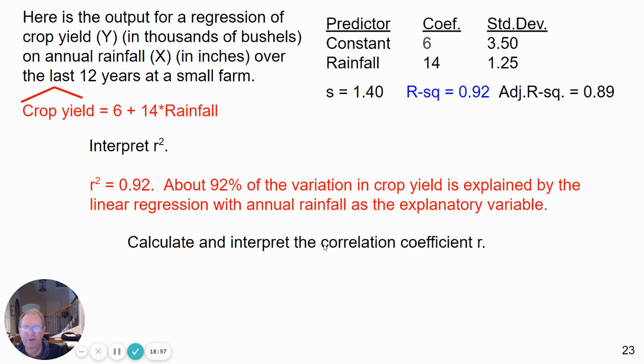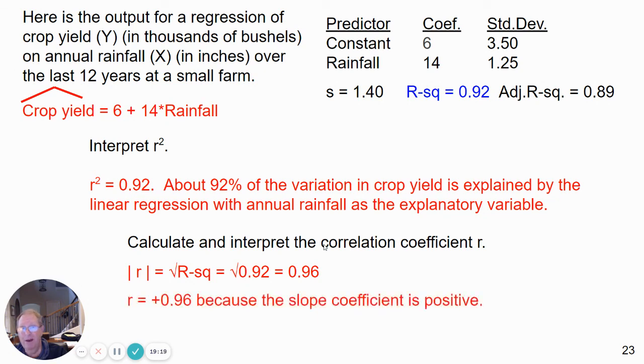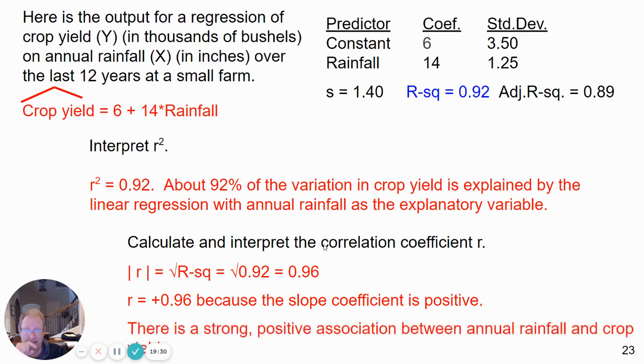Then we can ask you to calculate and interpret the correlation coefficient, r. So we know that there's a relationship, the correlation coefficient. The absolute value of the correlation coefficient is equal to the square root of r squared. So I take the square root of 0.92 and I get 0.96, but I still have to figure out whether it's going to be positive 0.96 or negative 0.96. I look at the sign of my slope coefficient. It's positive, so my r is positive 0.96. Now I have to interpret it. So we're going to say that there is a strong positive association between annual rainfall and crop yield.